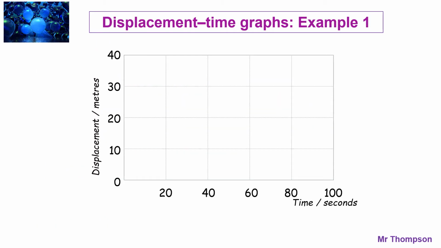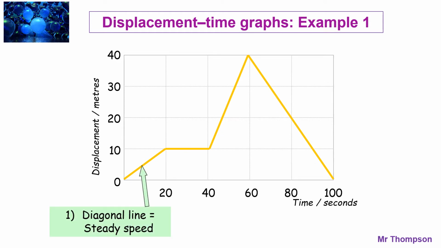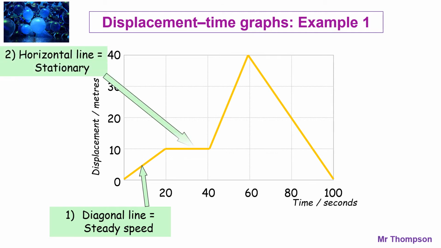To explain displacement-time graphs, it's best to look at an example. So just drawing you here an example of some person moving so we can have a look at the different sections. The first section there is a straight line, a diagonal line. This represents a steady speed. You can see that he moves 10 meters in 20 seconds, and because it's straight, that means a steady speed. The second section is horizontal. That means he stays at 10 meters, so horizontal means stationary.